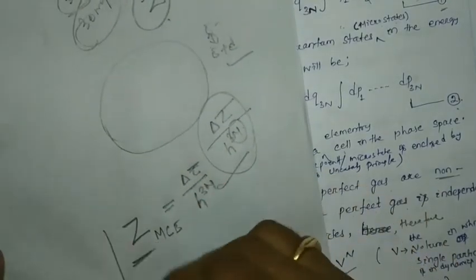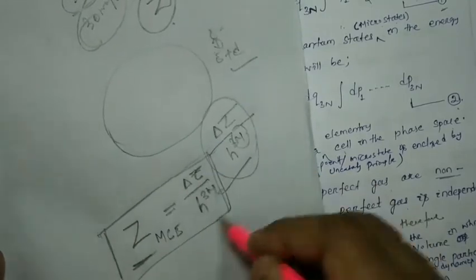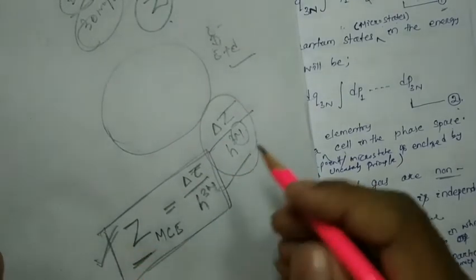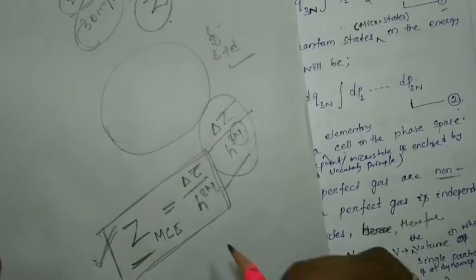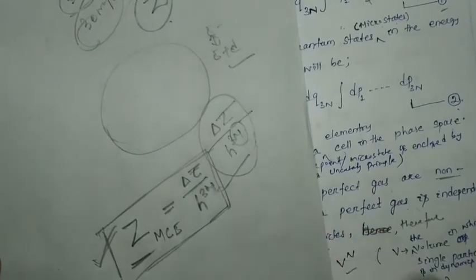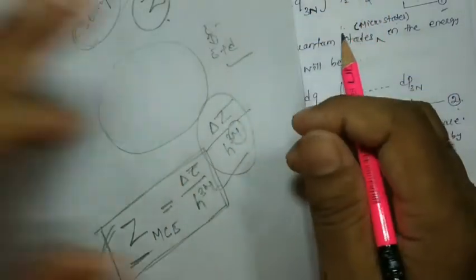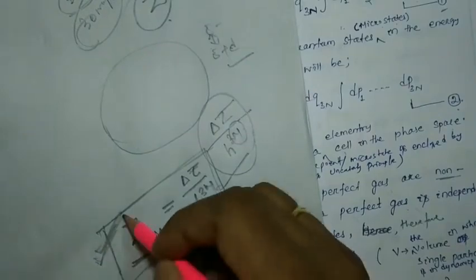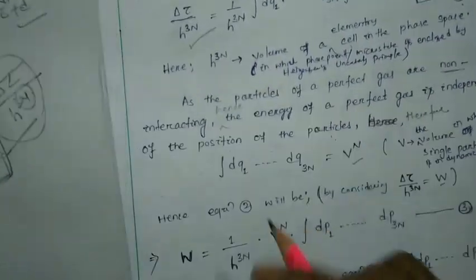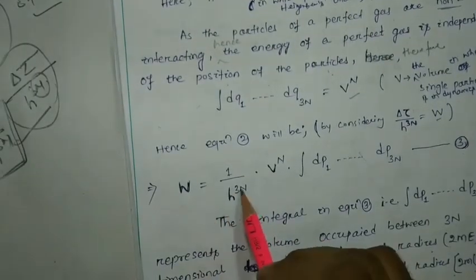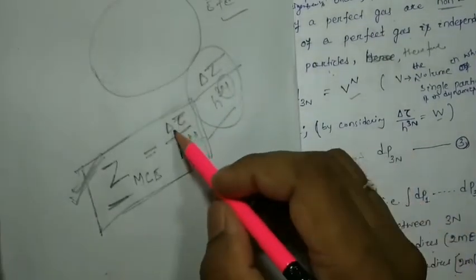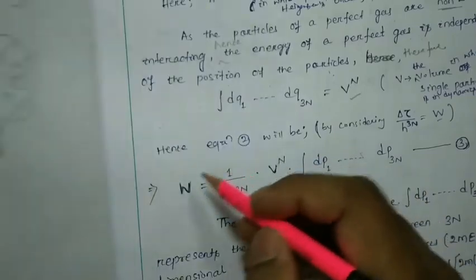Del tau by h to the power 3n. So this is the partition function, what I forgot to discuss in the last class. So what we discussed here now, you can write somewhere in your note to further study in your future, and later you can follow the note. Later, this del tau by h to the power 3n is represented by W.